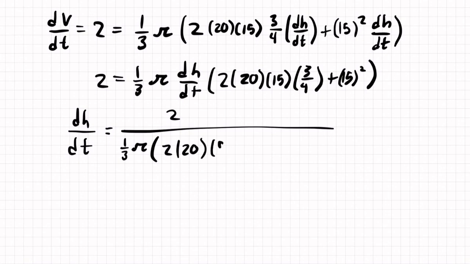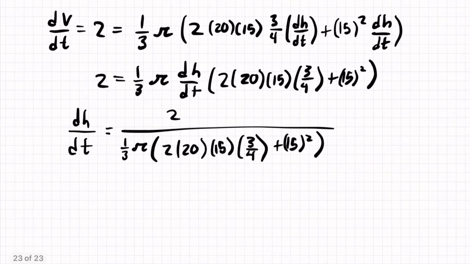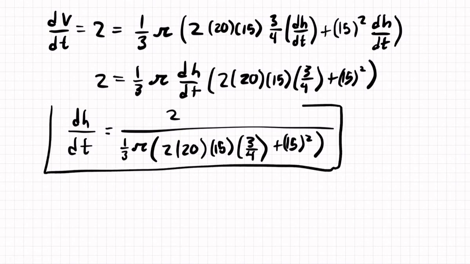times 2 times 15 times 3/4 plus 15 squared. And so you'll notice I haven't simplified any of the numbers. I'll leave that to you to do on a calculator if you want to. But right here, this will be our answer. So we can draw a box around this. That's the change in height.